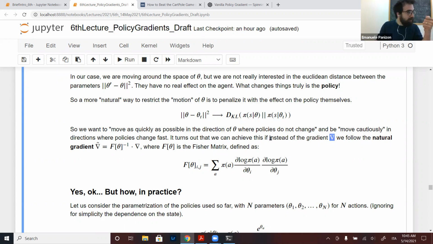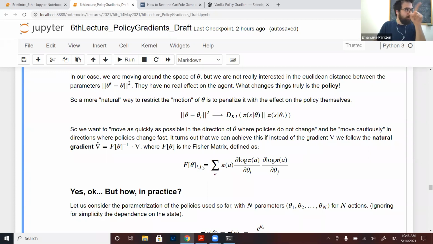It turns out that there is a mathematical way, at first order, to achieve this. Instead of the gradient, which is the immediate direction of falling, we have the natural gradient, which is the inverse of the Fisher matrix multiplied by the gradient. The Fisher matrix is defined as such. Let's say I have a vector of parameters, and we do have vector parameters. In our case, our policy is θ1, θ2, a list of thetas.